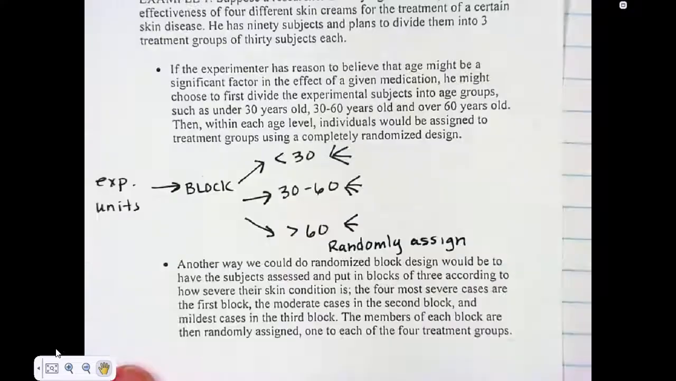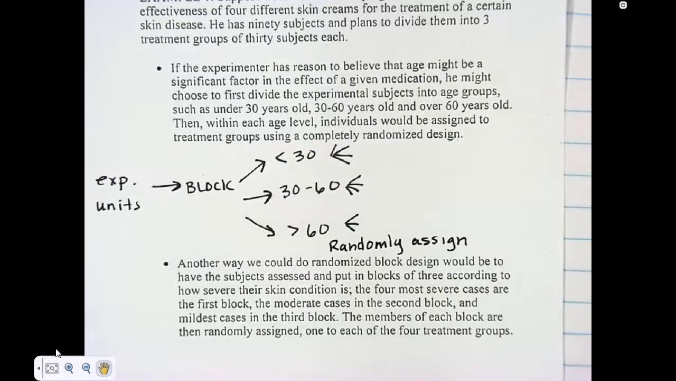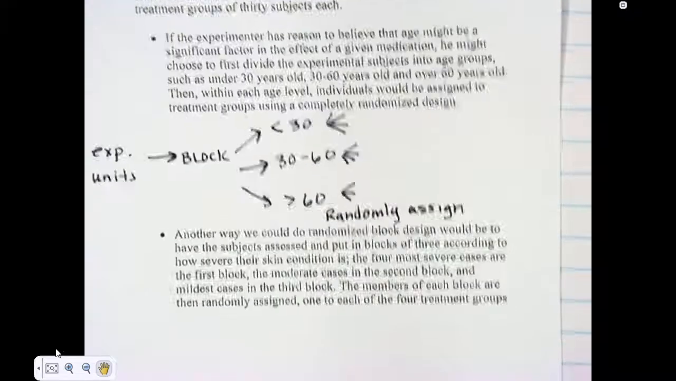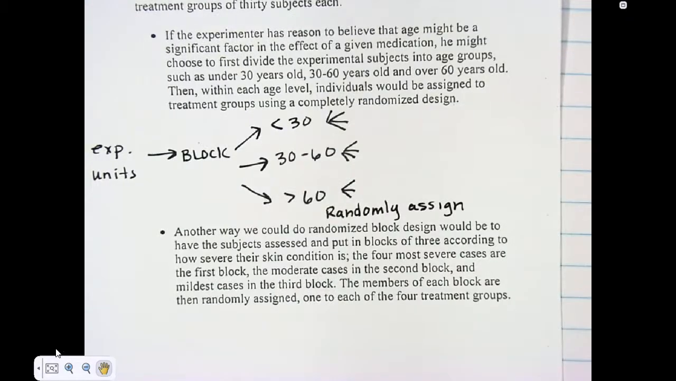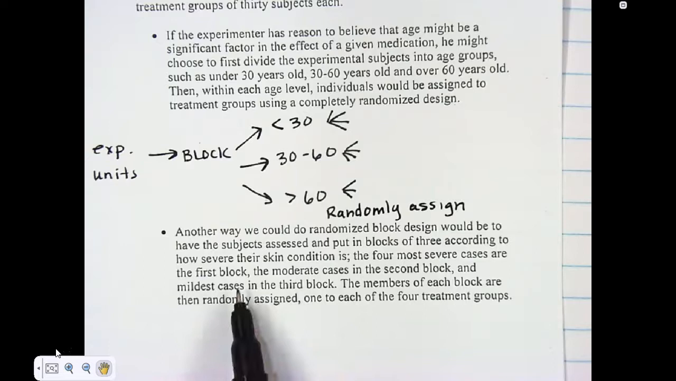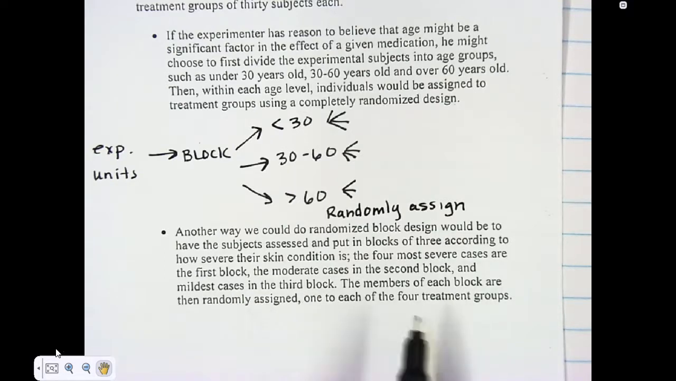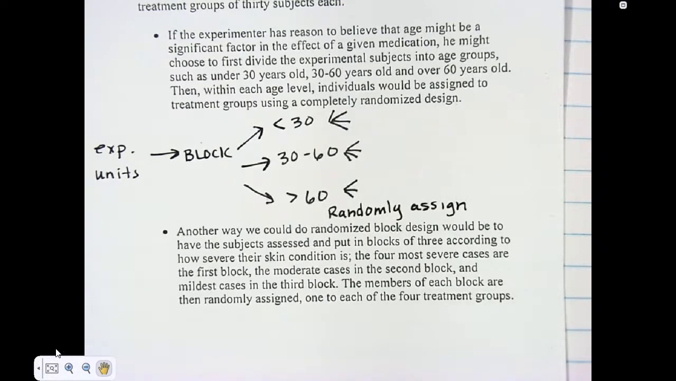Okay, so another way we could do a randomized block design would be to have subjects assessed and put in blocks of 3 according to how severe the skin condition is. 4 being most severe, and that's the first block, moderate cases in the second, mildest case in the third, and the members of each block are then randomly assigned to 1 of 4 treatment groups. So if you can go ahead and kind of give a breakdown for that, we can discuss that in class.